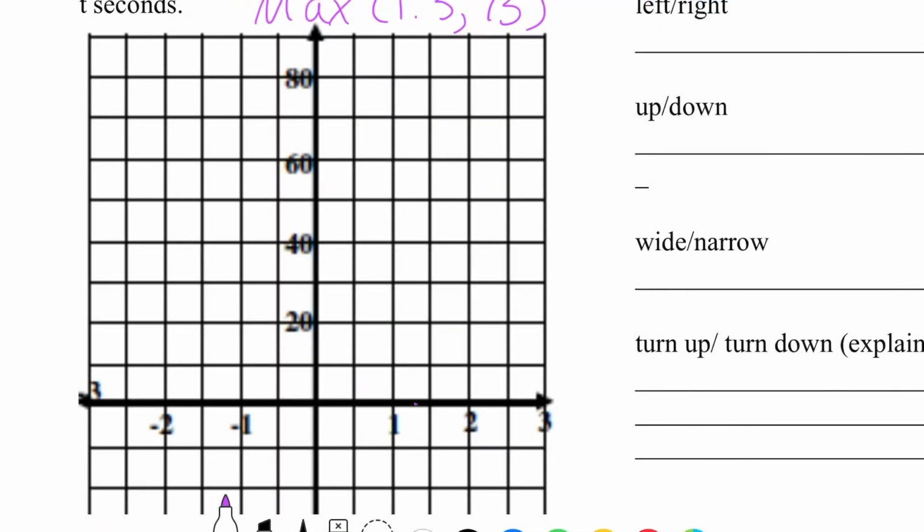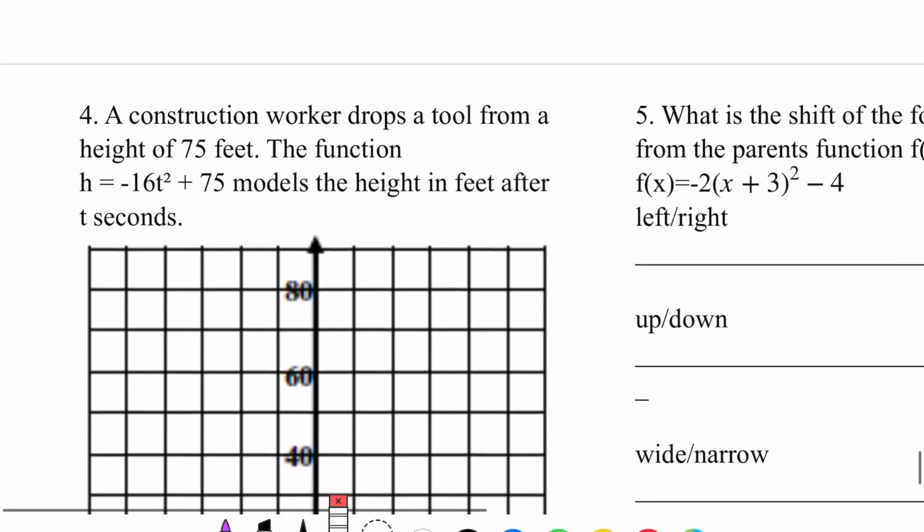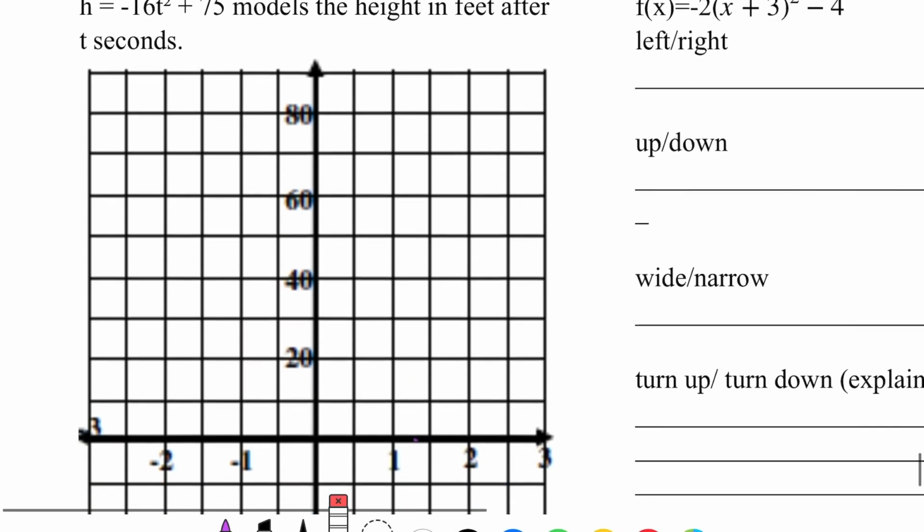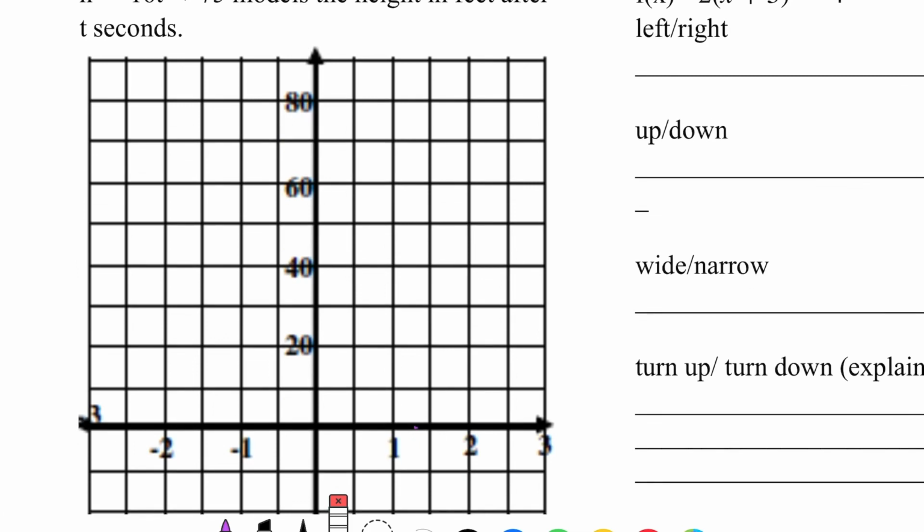Hey guys, so in this video, in the last video in part 1, I made a mistake on the max, so let's fix it. So if you go to your calculator, go to y equals and type in the equation that was given for number 4. Your max is found by going to second trace and setting your left and right bound.